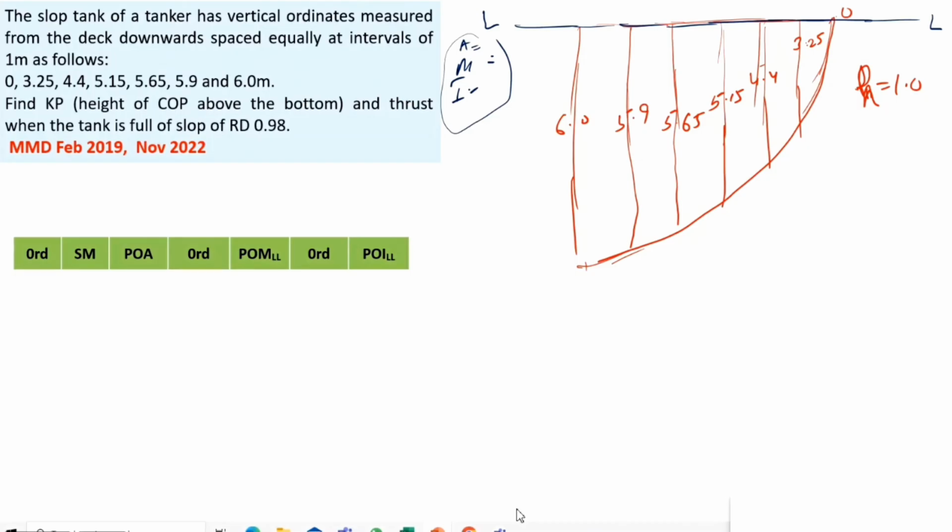Now 7 ordinates can be solved by both rule 1 and 2. It's your choice. Whichever rule you want to use, you can apply. I have solved in my presentation by rule 1, but I'll give you answers by both rule 1 and 2. So those who are doing by rule 2 will be directly able to see the answer, but not the details of the solution.